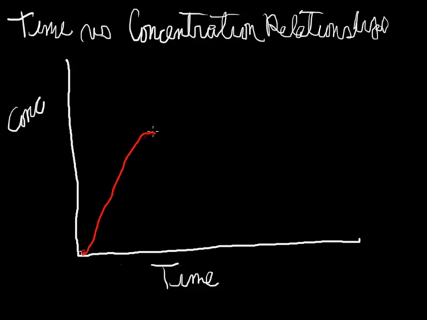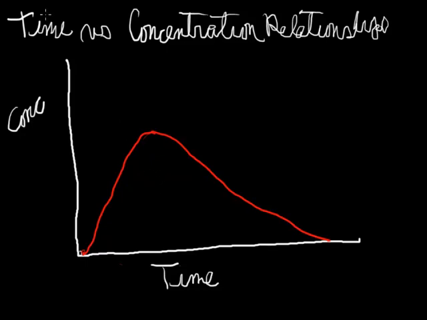And then we find that we get predominantly elimination. Now this is called the elimination phase, where the drug is being eliminated or gotten rid of more quickly than it's being absorbed. So that's the elimination phase. And this is an overall representation of a typical concentration versus time profile for an orally administered drug.